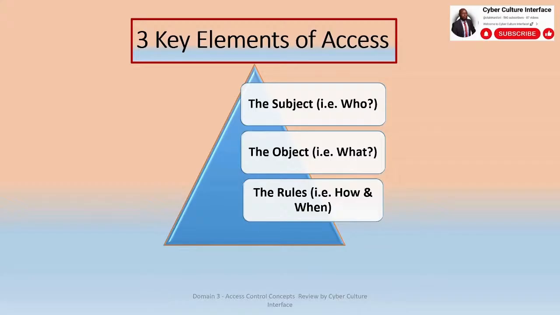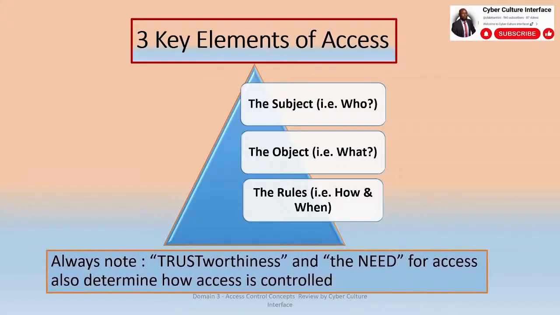Another example is that an IT support staff may have access even outside the normal working hours to certain resources within the organization because of the rule. As an IT support staff, there are other things that the person will be able to do outside closing hours, but the front desk officer will not be able to access. So these are the rules. These are the things that guide our access. These three key elements are very important for you to note in ISC2 Certified in Cybersecurity Domain 3: the subject, which is the who, the object, the what, and the rules, which is how and when.